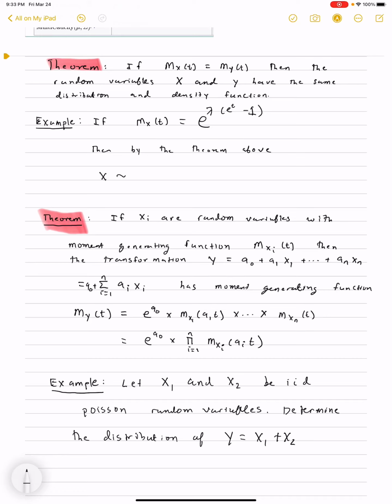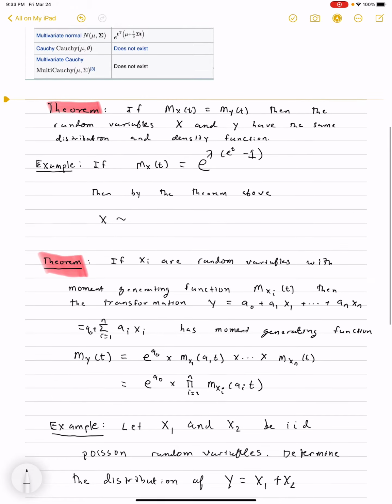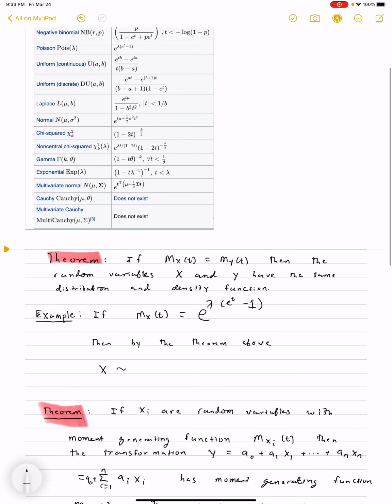Welcome. We're going to discuss these two theorems again with different examples. So here we have a moment generating function given by e to the lambda times (e to the t minus 1). If we go up to our list of distributions, we see it matches a Poisson distribution. So we know that X is Poisson with parameter lambda.